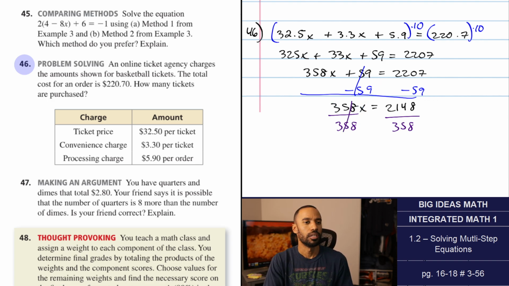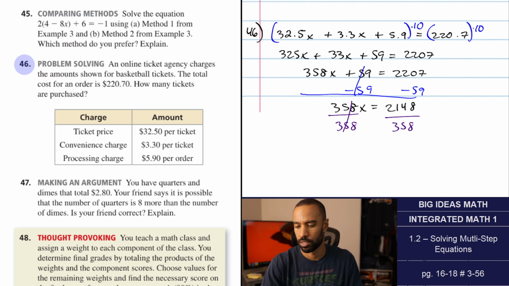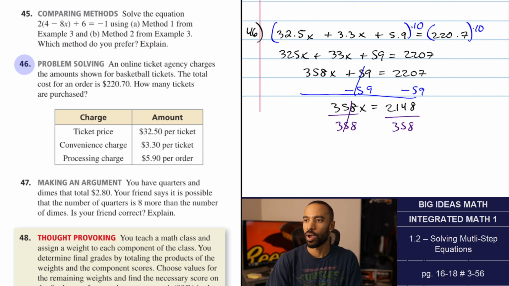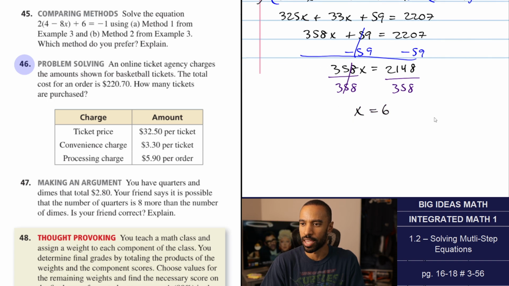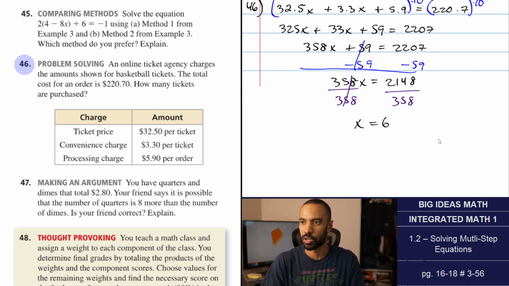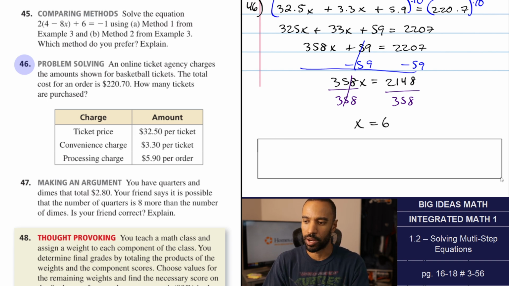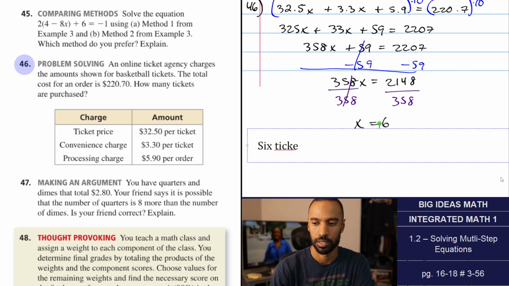Unless I did any math wrong. Let me just do that. 2148 divided by 358. I'm getting 6, yes. So x equals 6. That's the number of tickets that were purchased. So x equals 6 is our way of saying 6 tickets were purchased. There's our setup. There's a solution. More than one way to solve. That's how I went about it.